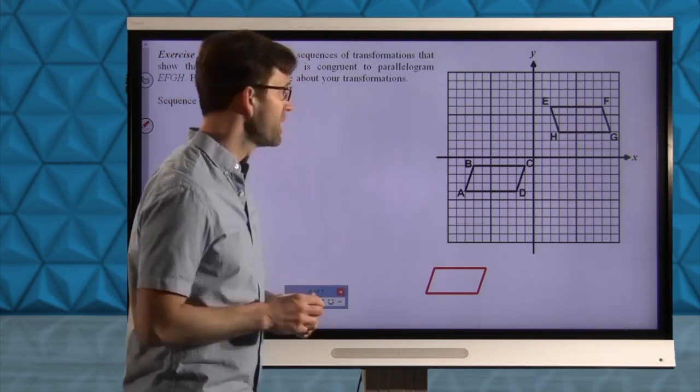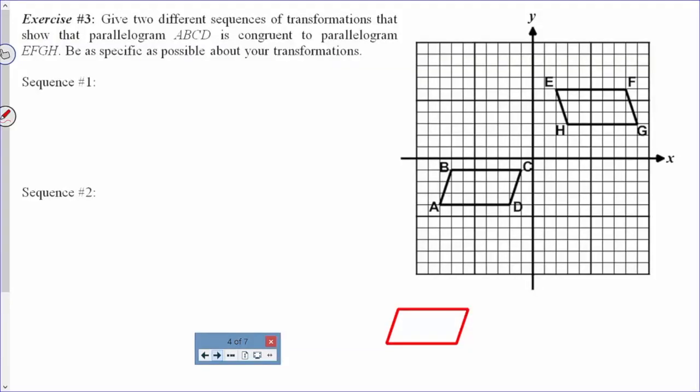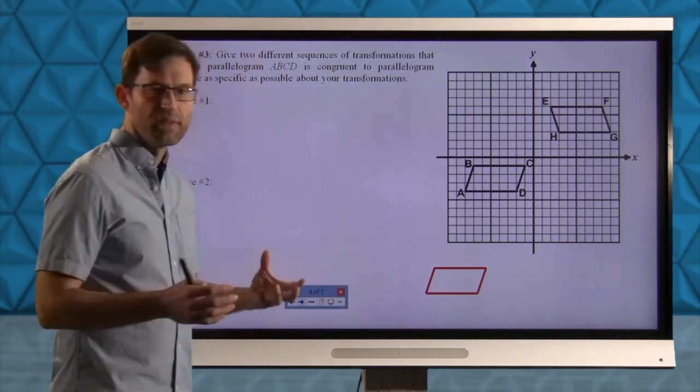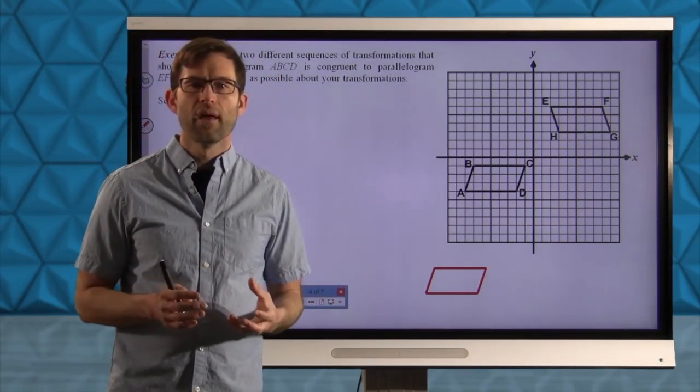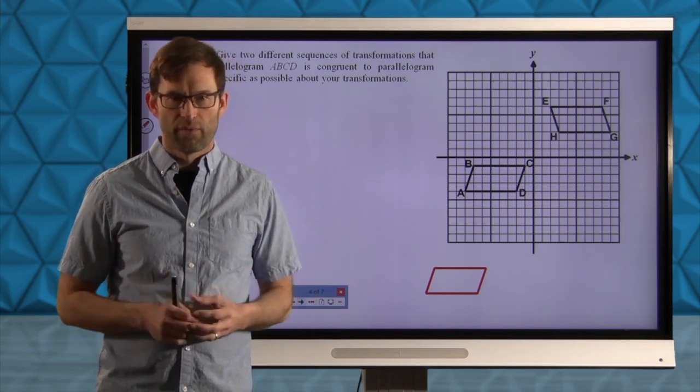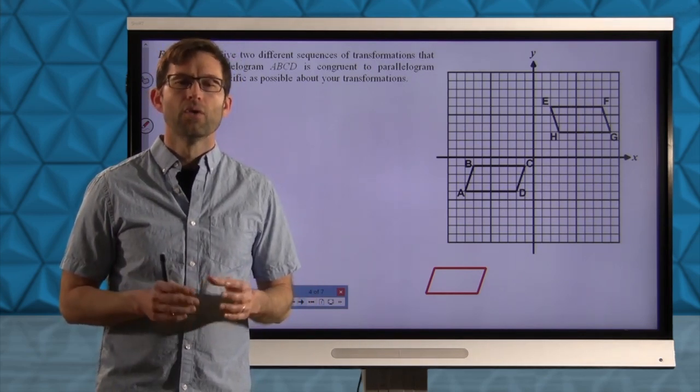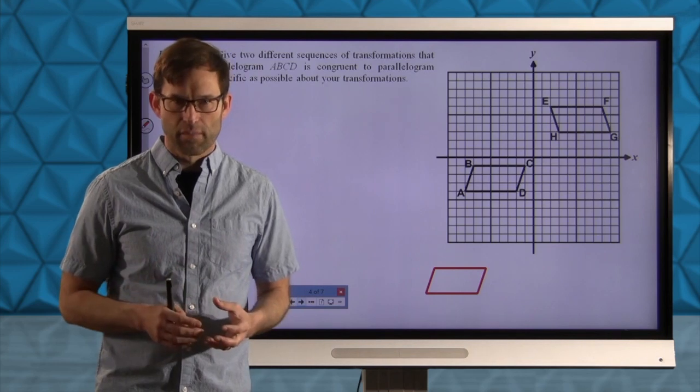Let's take a look at exercise 3. Give two different sequences of transformations that show that parallelogram ABCD is congruent to parallelogram EFGH. Be as specific as possible about your transformations. Okay, so I want these sequences, and this is something where it is very, very helpful to be able to use tracing paper.